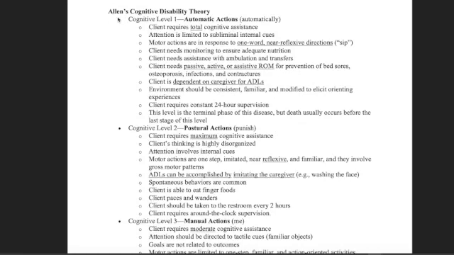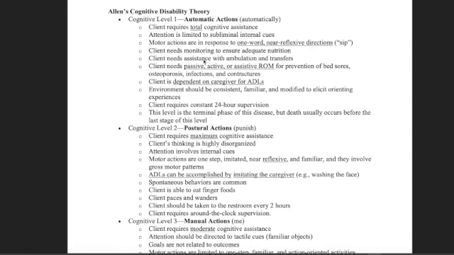and cognitive disability levels. First level is automatic actions. So this one, the client requires total cognitive assistance. Their attention is going to be very limited. They're going to use subliminal internal cues. Motor actions are going to be in response to one word near reflexive directions. For example, saying sip instead of saying like take a sip of your water, you would just say sip. Keep it very simple, one word, so that they can follow a simple motor command.